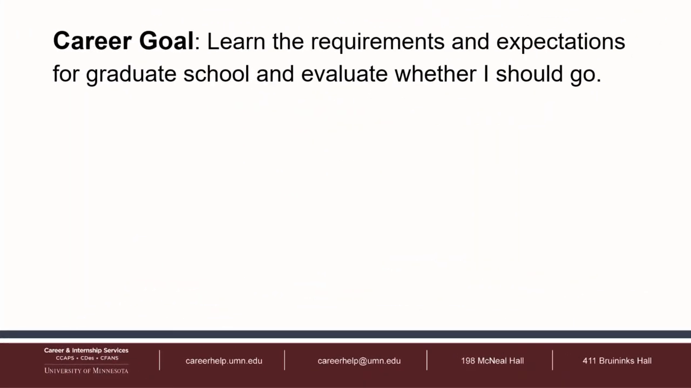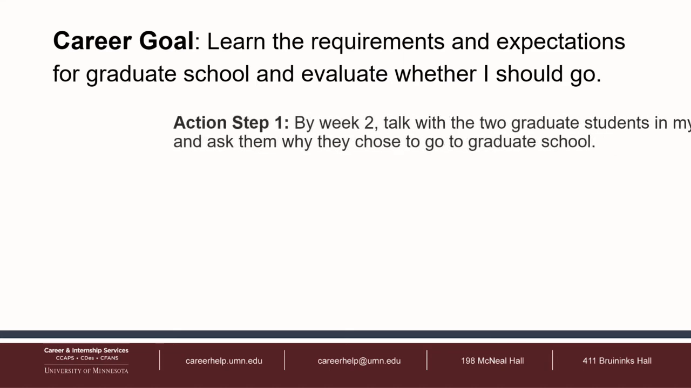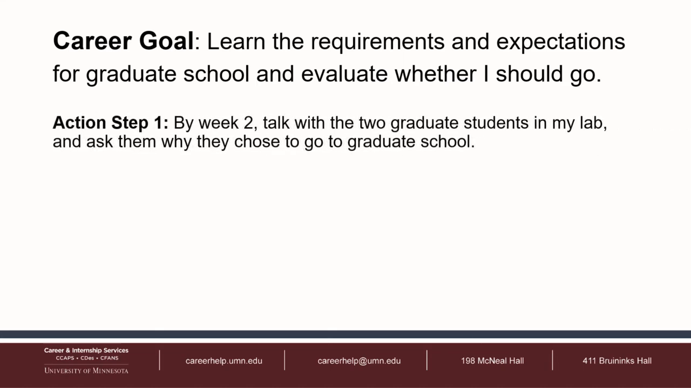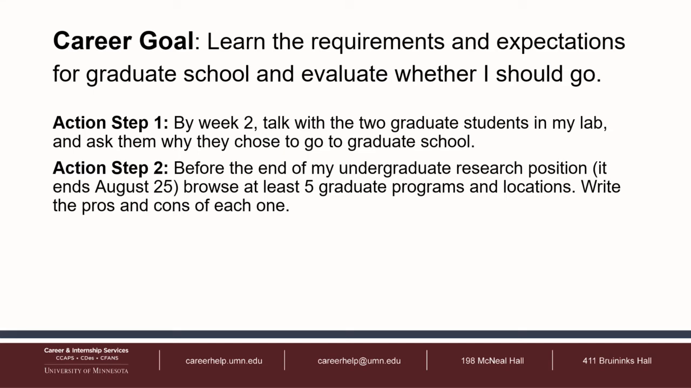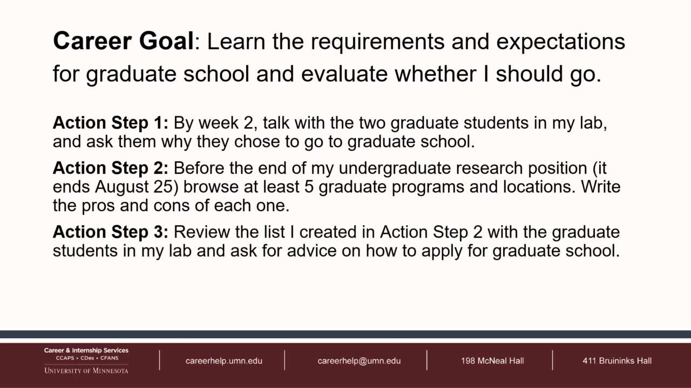Here's a career goal, also the top of the T. Learn the requirements and expectations for graduate school and evaluate whether I should go. Action step 1. By week 2, talk with the 2 graduate students in my lab, ask them why they chose to go to graduate school. Action step 2. Before the end of my undergraduate research position, it ends August 25th, browse at least 5 graduate programs and locations. Write the pros and cons of each one. And finally, action step 3, review the list I created in action step 2 with the graduate students in my lab and ask for advice on how to apply for graduate school.